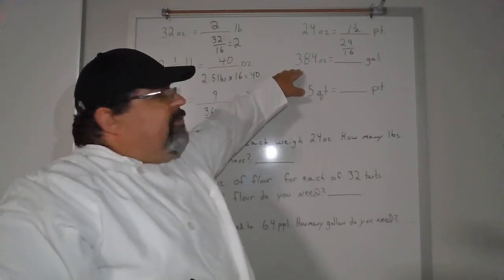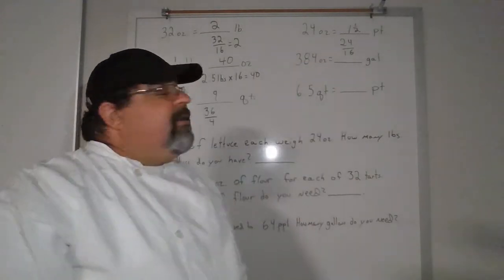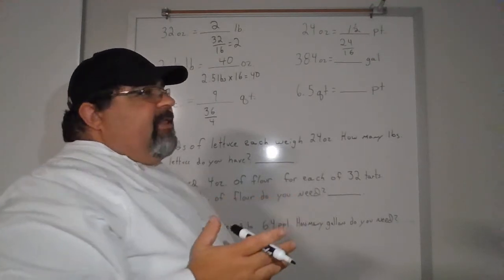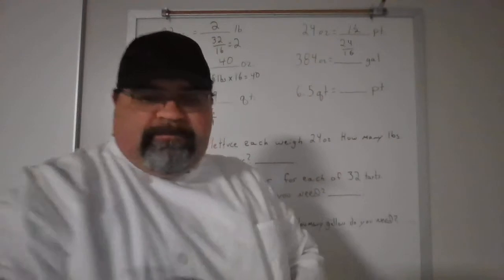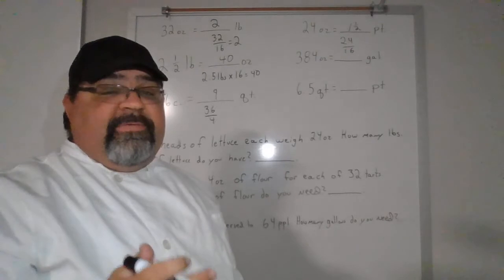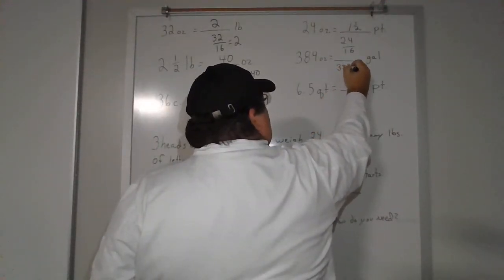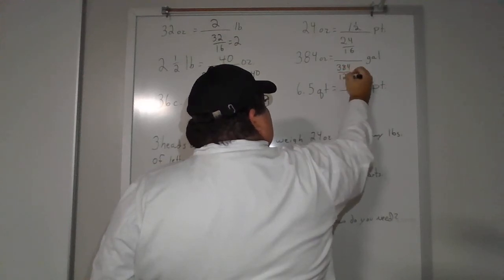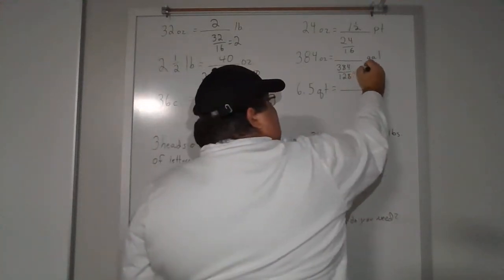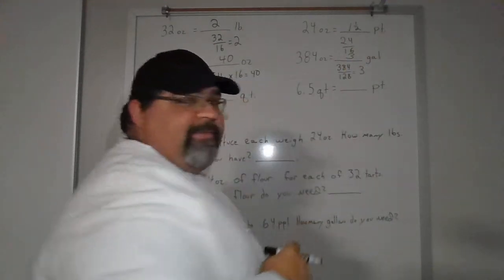Now here's a tricky one. 384 ounces into how many gallons? If we think about ounces into gallons, there are 128 ounces in a gallon. So we do 384 divided by 128, and our answer for this is 3. So 384 ounces is 3 gallons.